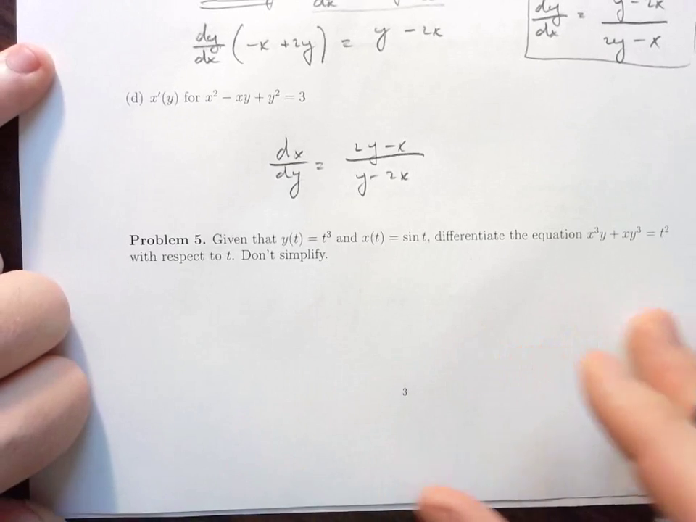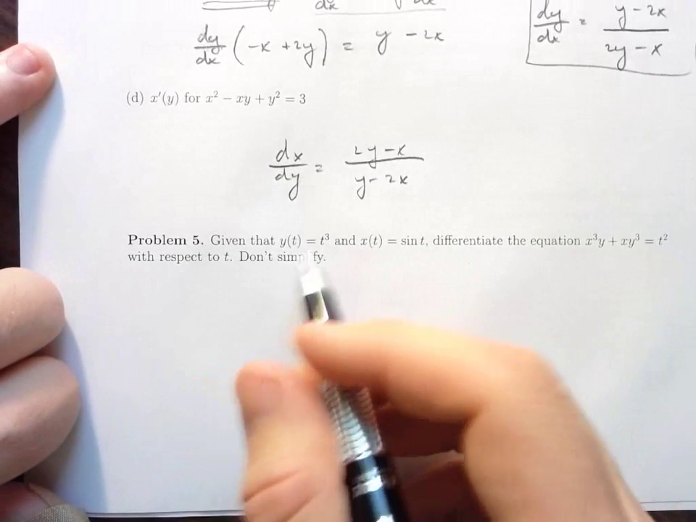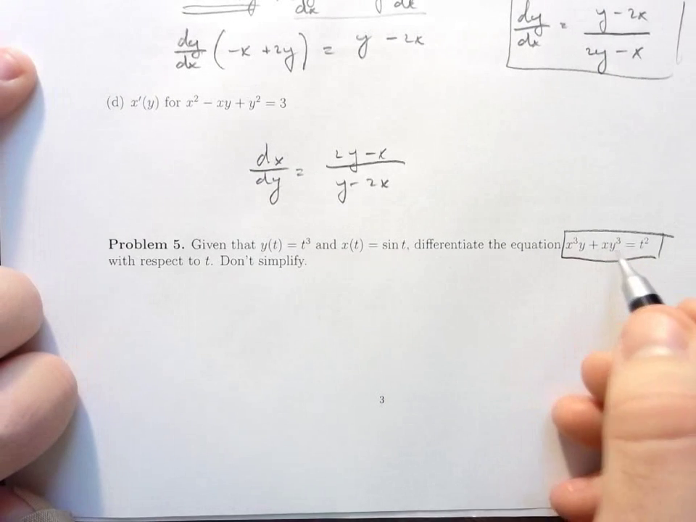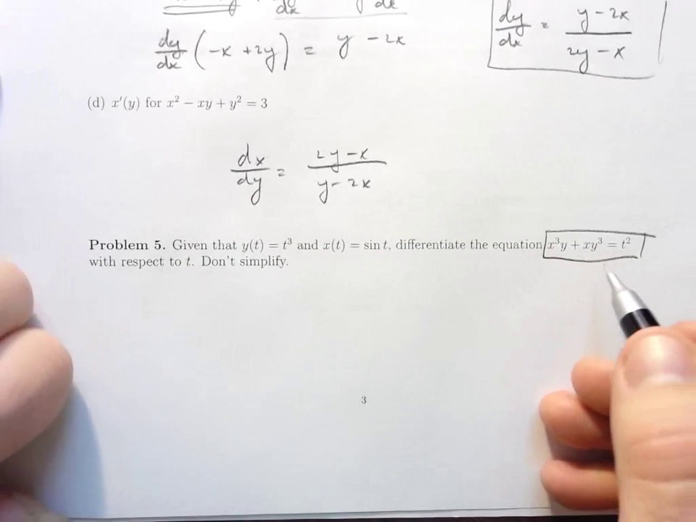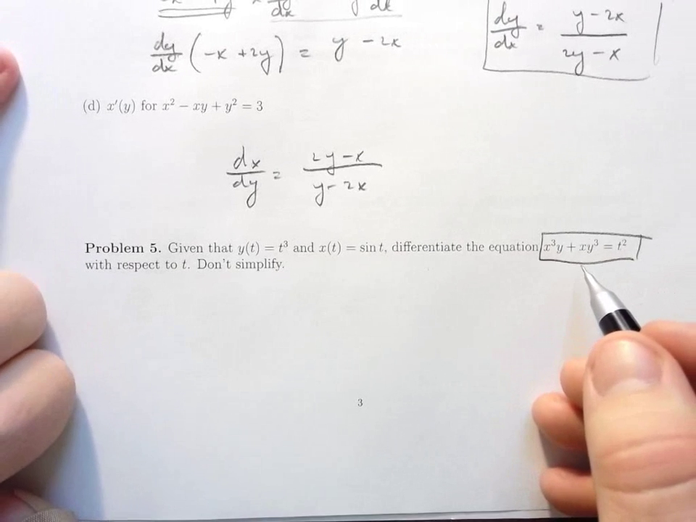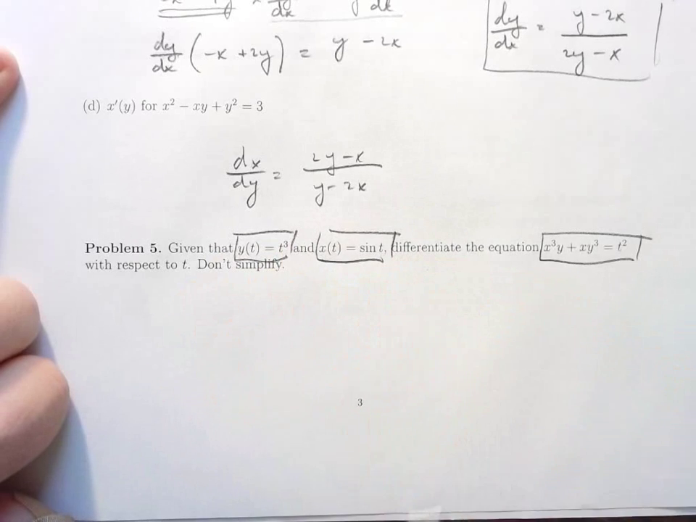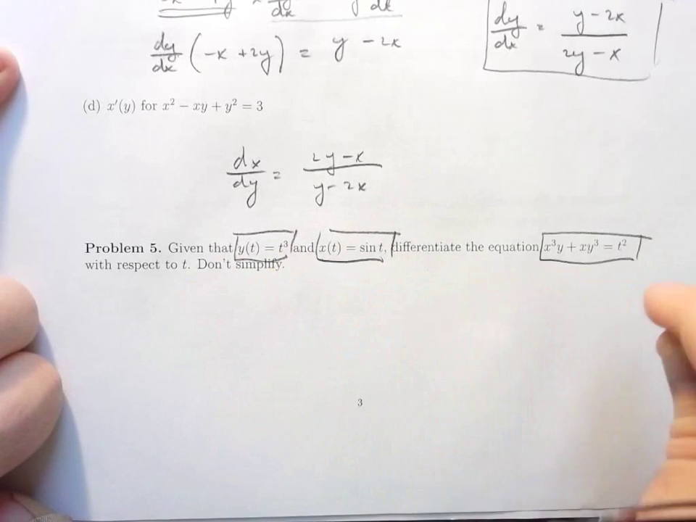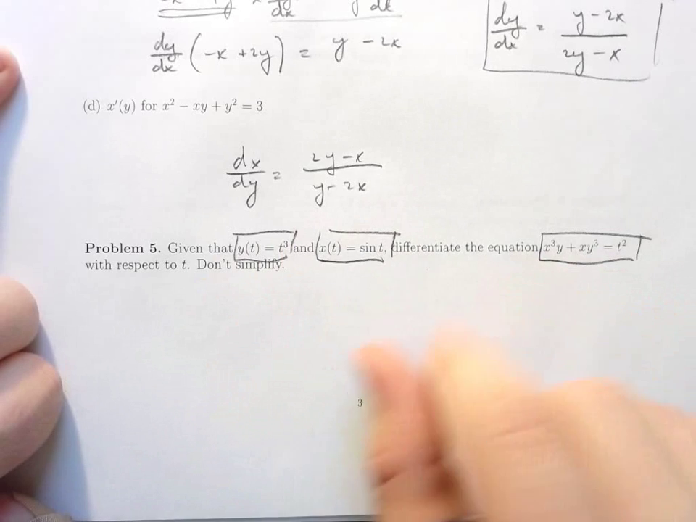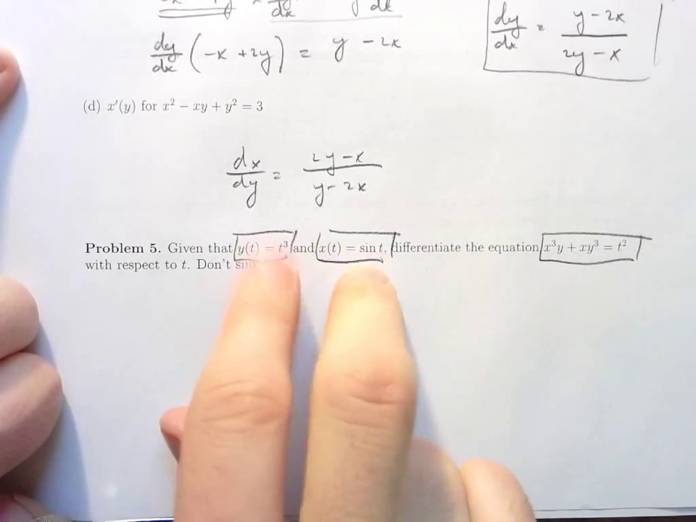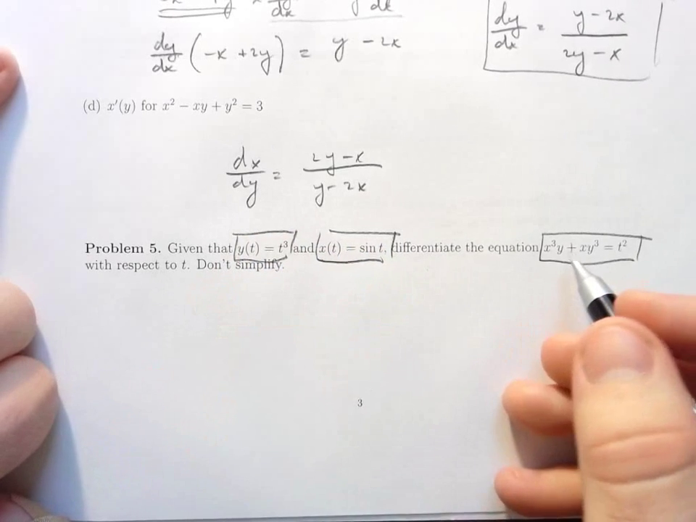Now problem 5 is a little bit different. So we're given an equation that relates x, y, and t, and we are asked to find a derivative, given that y and x are both functions of t. In other words, every time I take the derivative of x or y with respect to t, I have to apply some sort of chain rule depending on which one I'm using. So let's go ahead and do it.